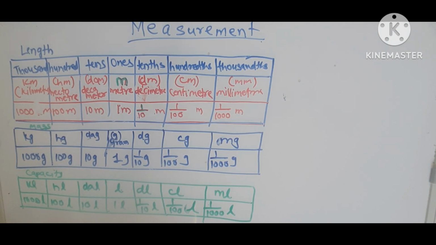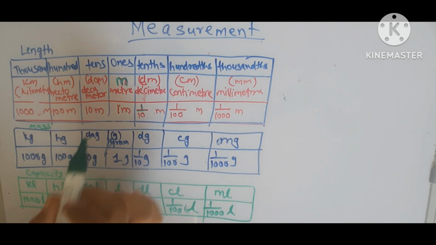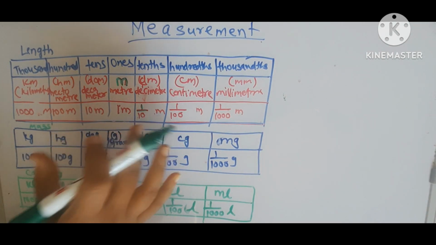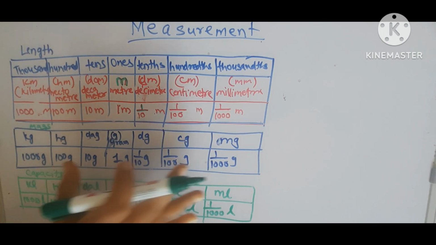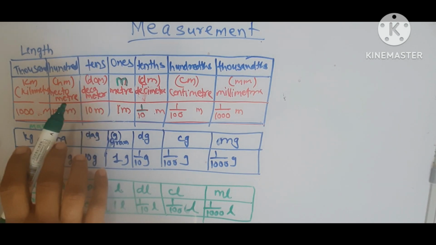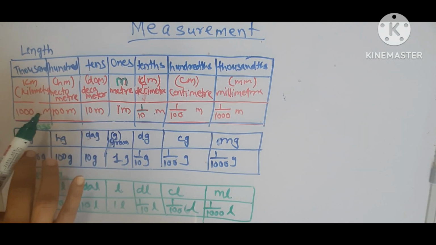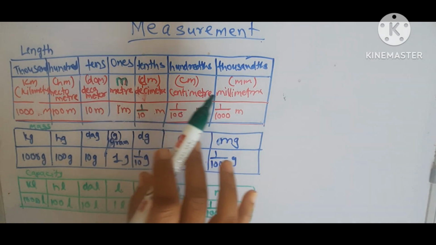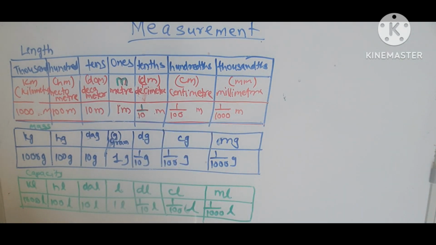We'll keep this table as it is. It's very easy, you just have to keep the terms in mind. For length we have meter, for mass we have gram, for capacity we have liter. And the terms remain the same: deca, hecto, kilo, deci, centi, milli. If it is length, it will be meter. If it is mass, then it will be gram, and if it is capacity, then it is liter.